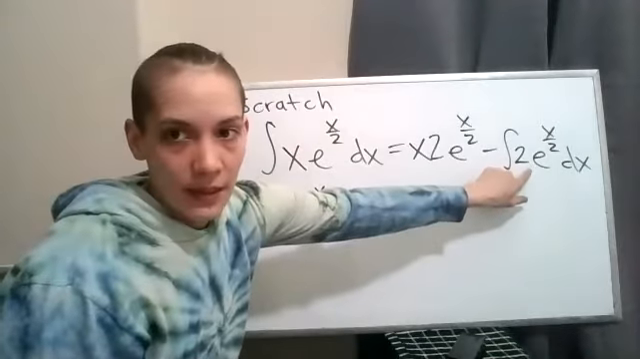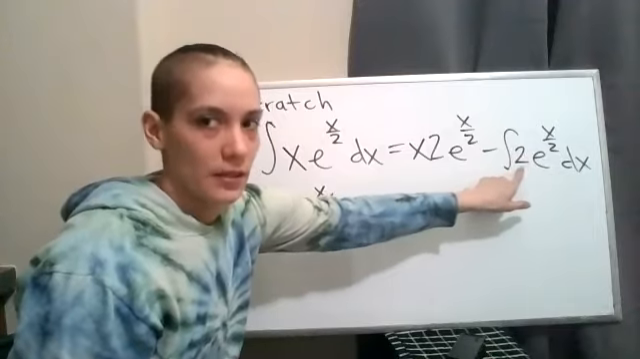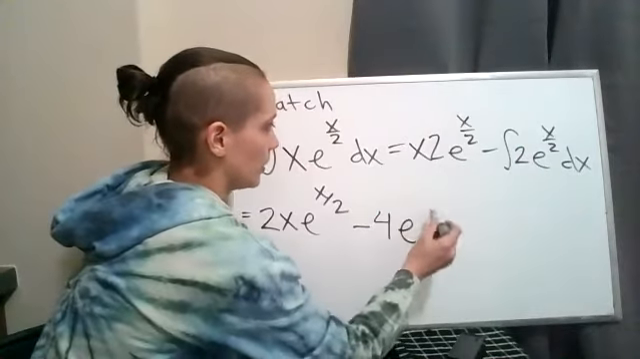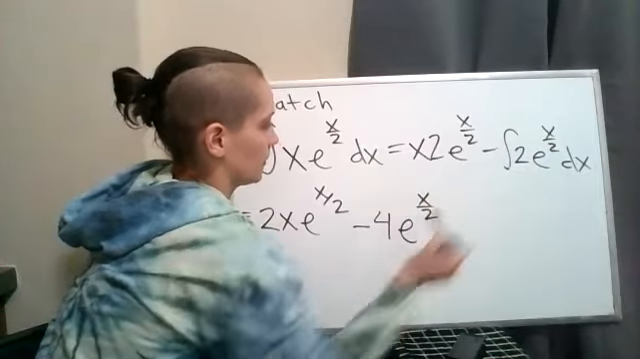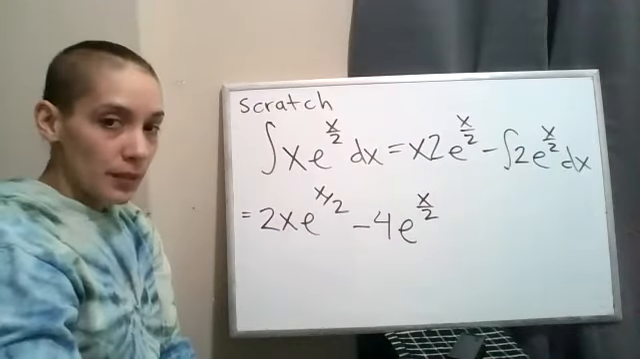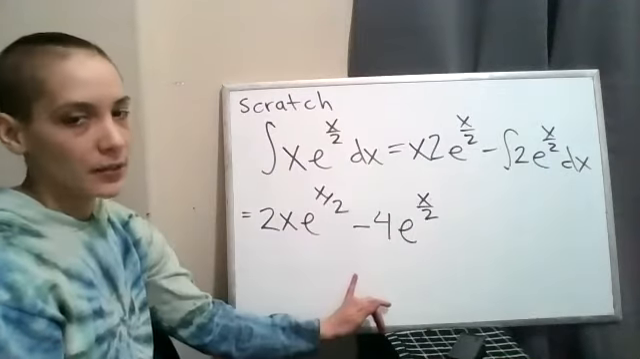a u sub again, and you're going to get 2 multiplied with what's here. So 4 e to the power of x over 2. You would put plus c, and we can put plus c if you want, but now we want to evaluate the integral.